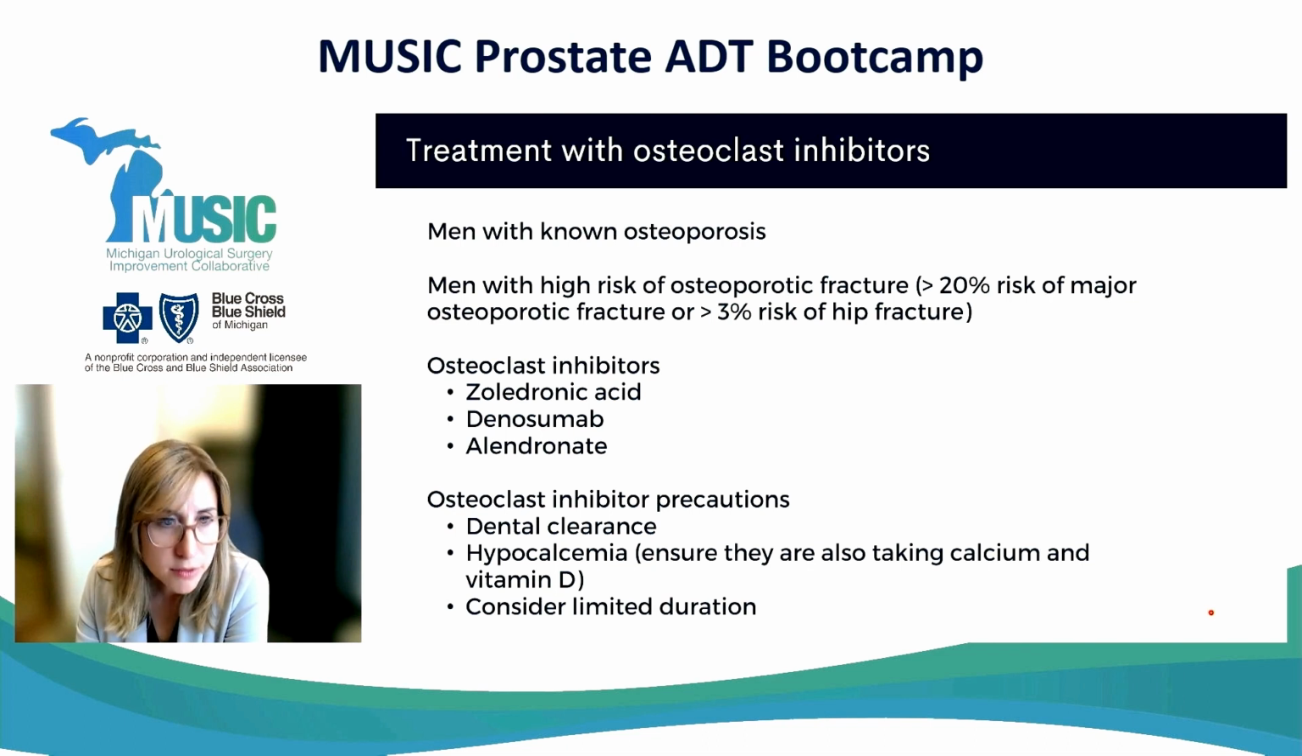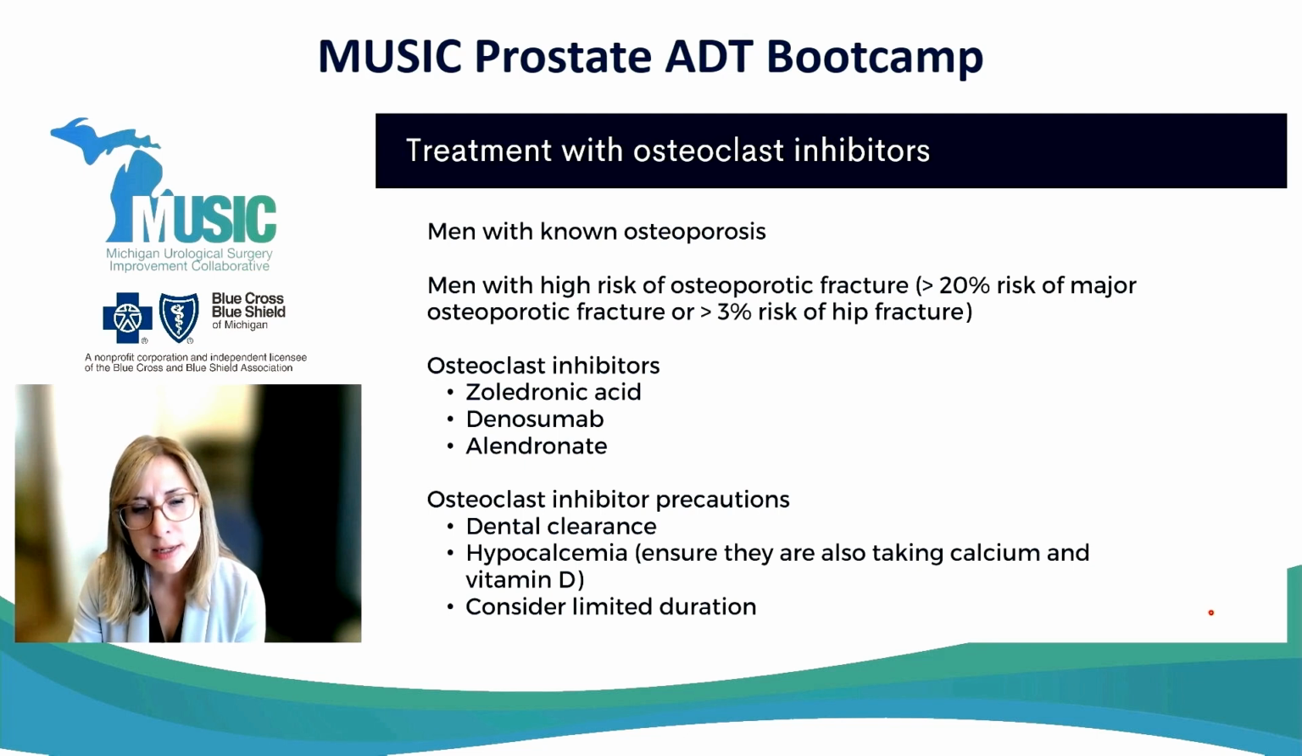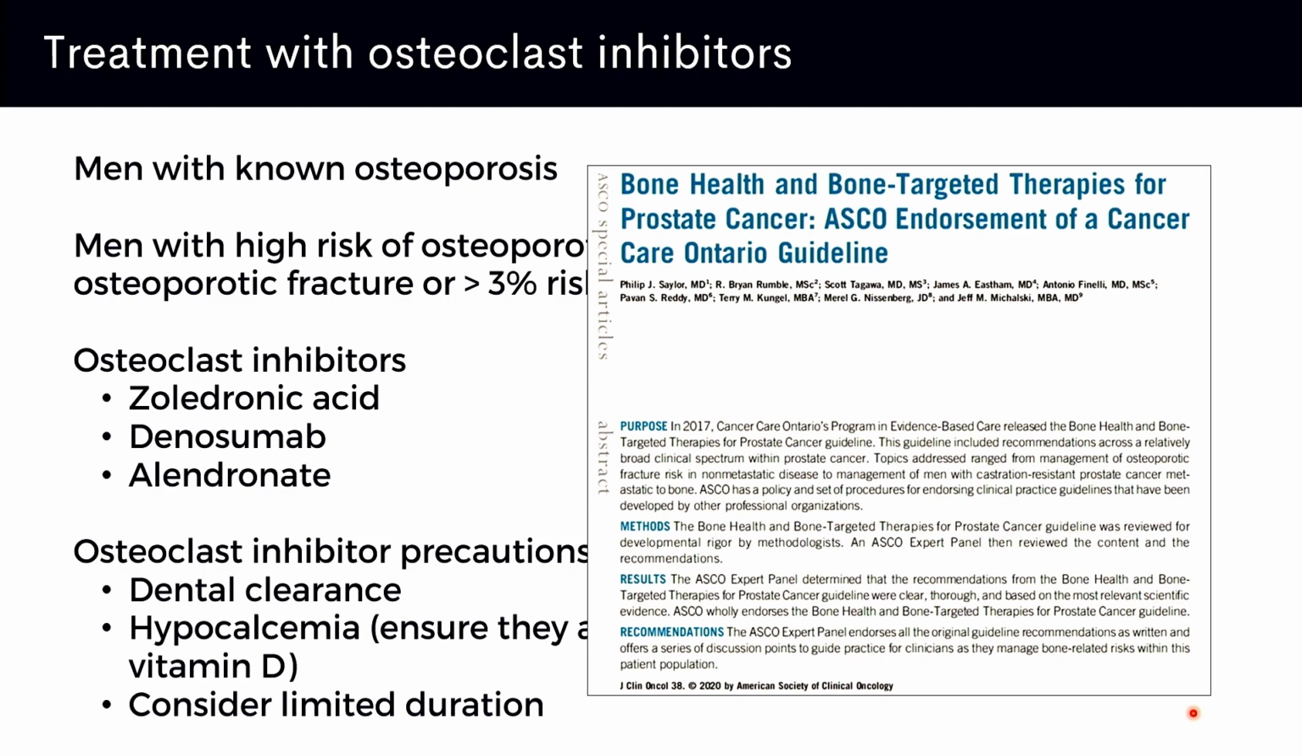Precautions to be aware of if your patient has osteoporosis or a high risk of fracture and you want to start one of these therapies. Generally recommend dental clearance because of the risk of osteonecrosis of the jaw. This is another reason to make sure patients are on calcium supplementation because hypocalcemia is a risk. And then I would also consider a limited duration of this. Once men are started on osteoclast inhibitor therapies, it doesn't mean they have to be on them the rest of their life because a lot of the risk factors are cumulative. So generally a few years of therapy is reasonable.